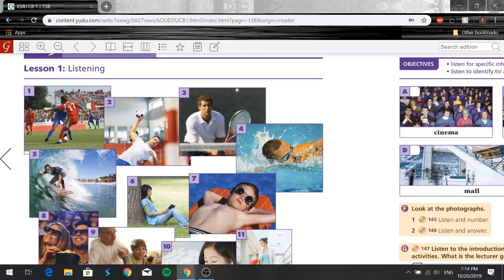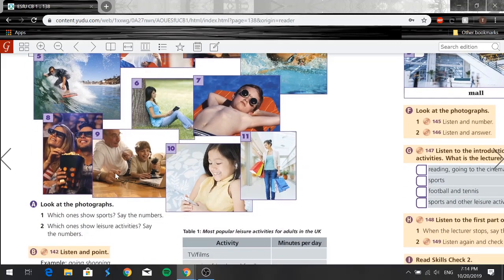So 1 is obviously a sport, 2 as well, 3, tennis, 4, and 5. So we'll say from 1 to 5, the pictures, there are sports activities happening in the first 5 photographs or pictures. Okay? What's the second one?